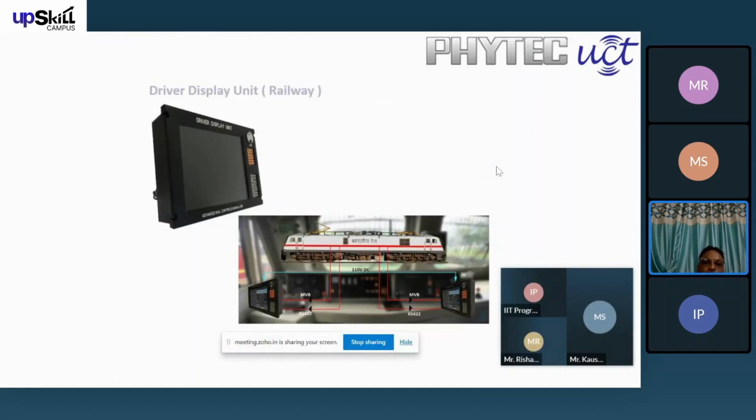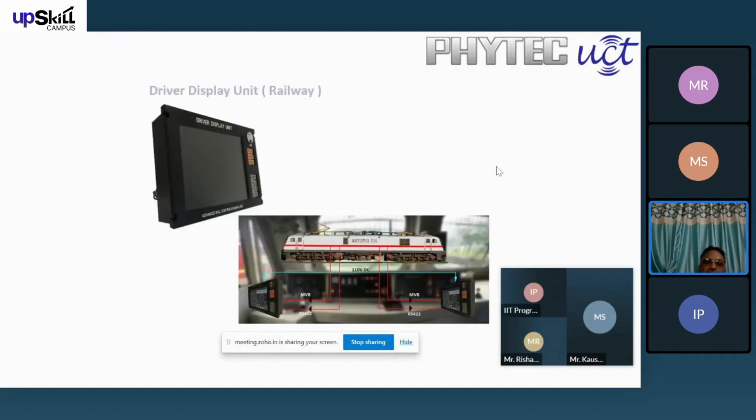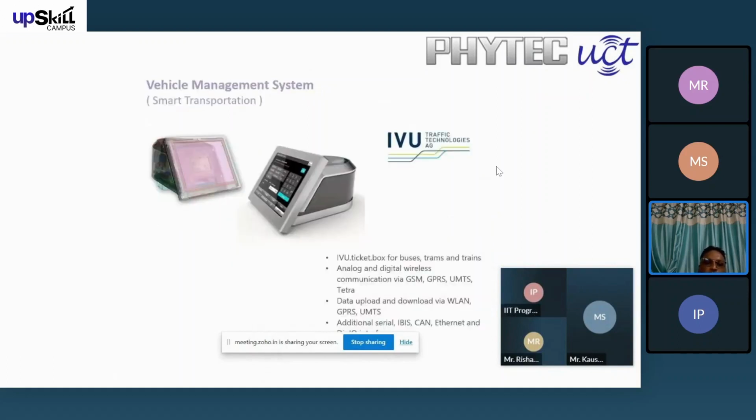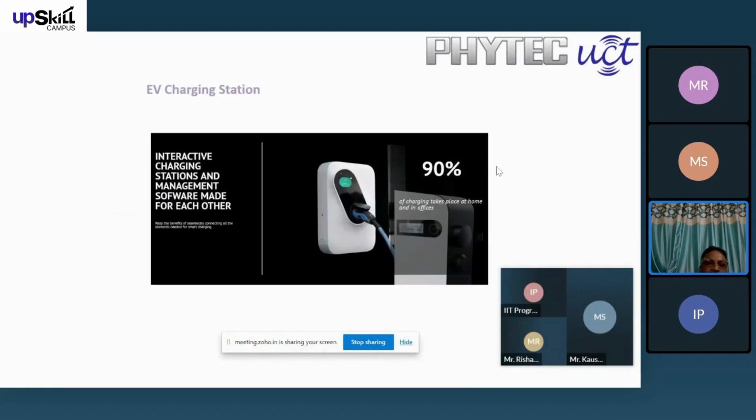We are suppliers of digital driver display units for Indian Railways. If you go into any of the locomotives, we are providing this solution. Then in Europe, IVU Traffic Technologies, where we are providing the solution for entire vehicle management and ticketing. Then in energy applications, we have wind energy harvesting, solar parks, and EV chargers. So this is a company in Europe where we are giving the solution.